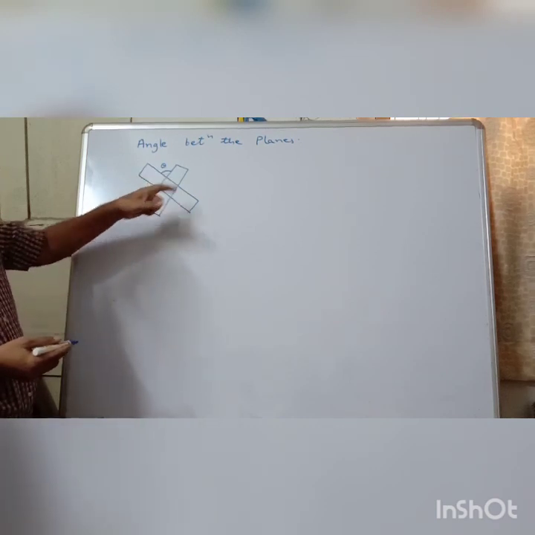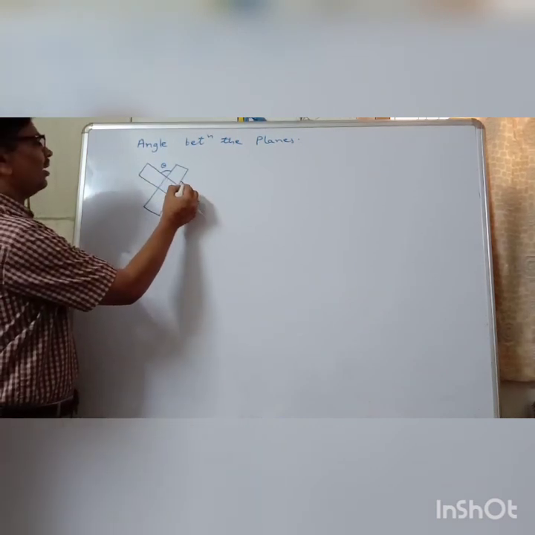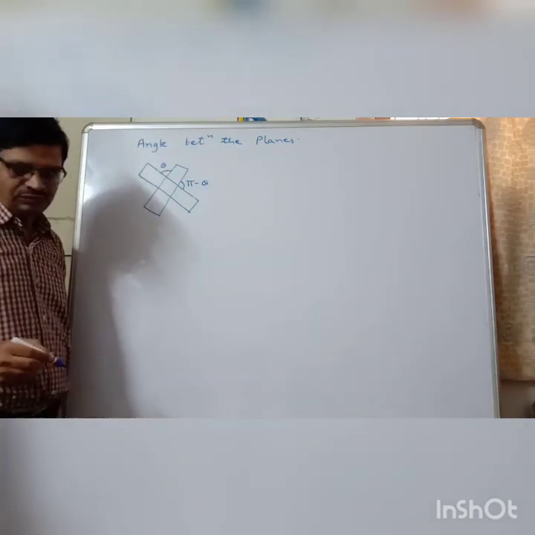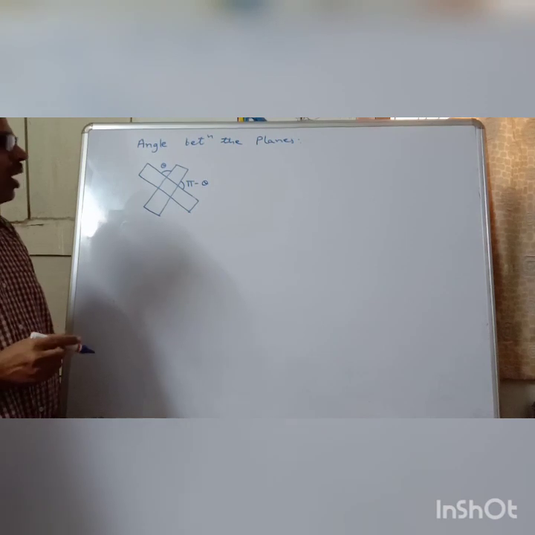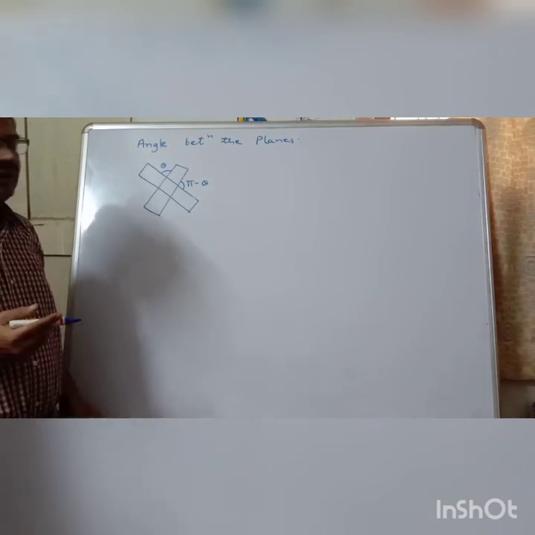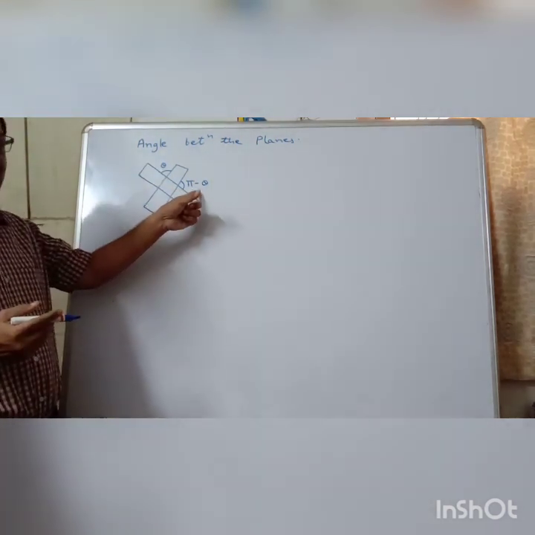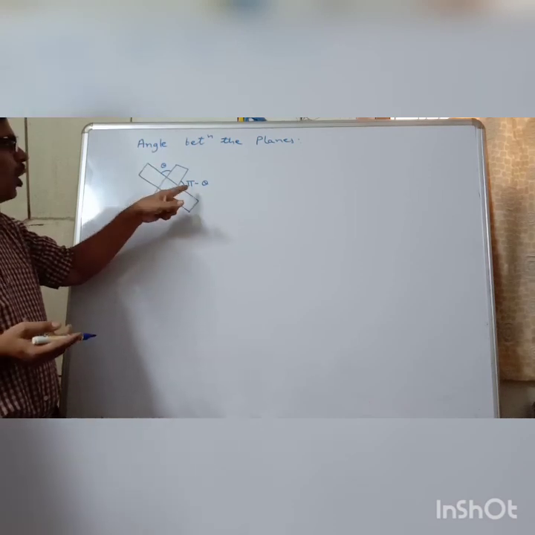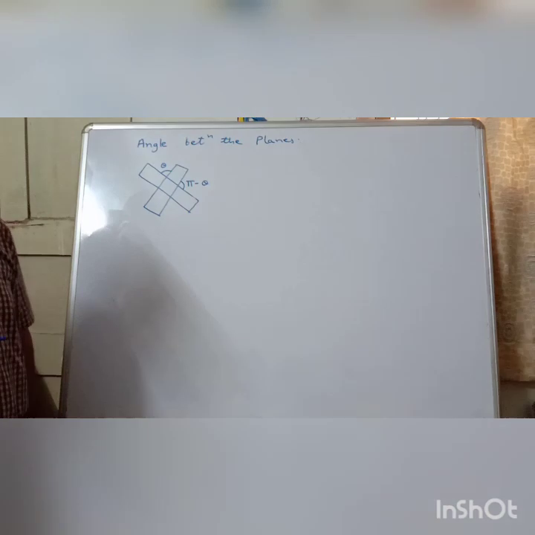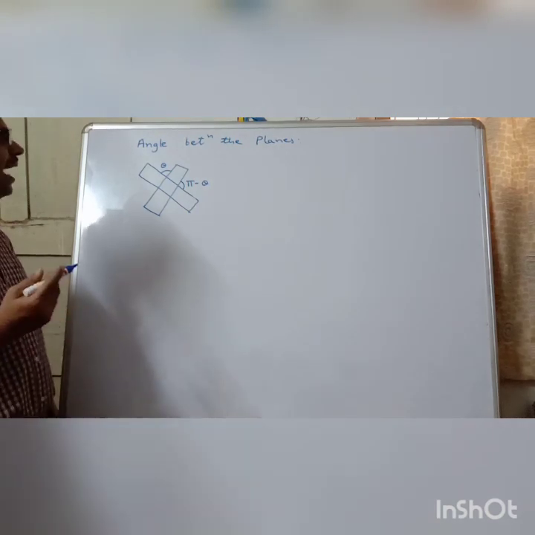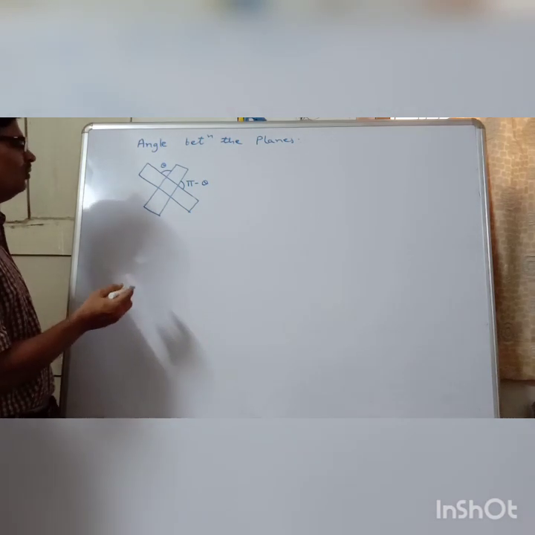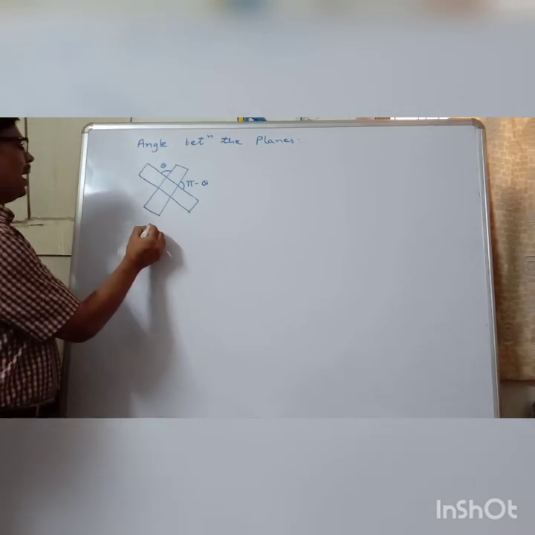And as this angle is theta, the other angle is pi minus theta. We have to consider the minimum angle between these two, the minimum of theta or pi minus theta. It means that the angle between planes is always an acute angle.